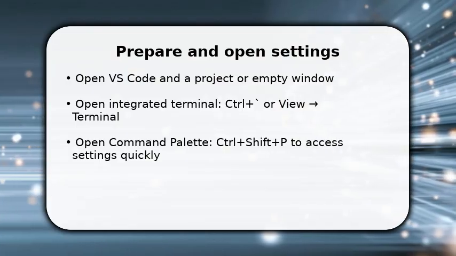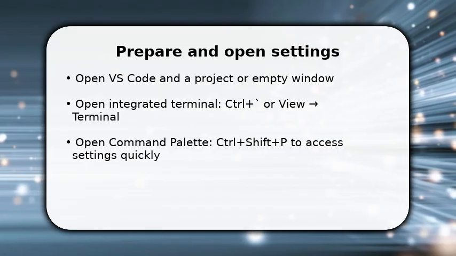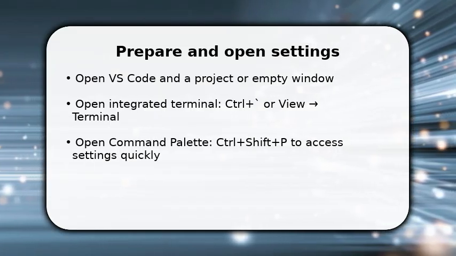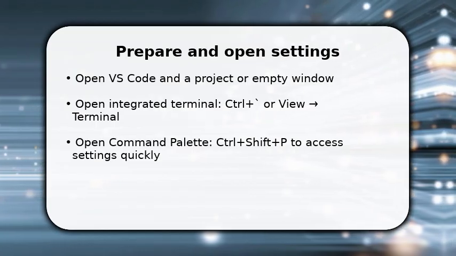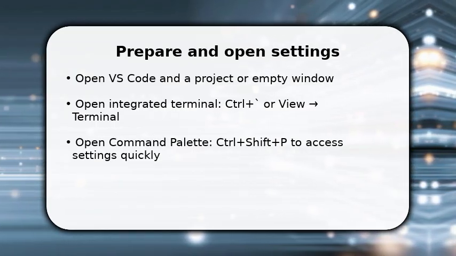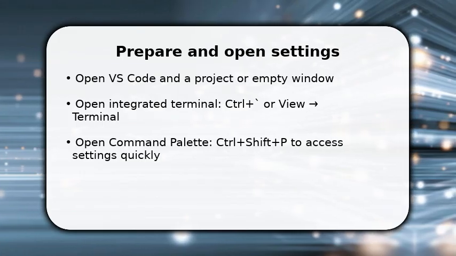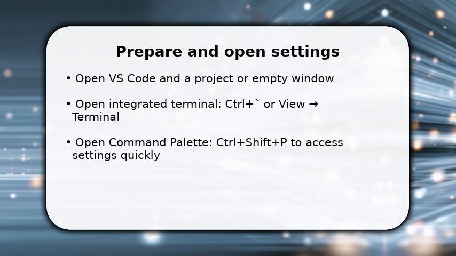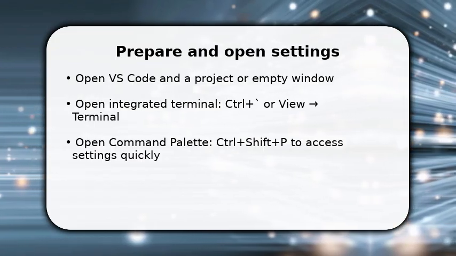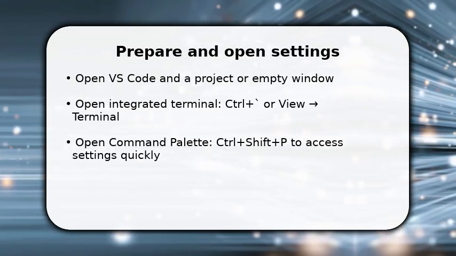You'll start by opening VS Code and the integrated terminal so changes apply immediately. Once the terminal is visible, open the command palette with Ctrl+Shift+P and type Preferences. Open Settings (JSON) to edit precise values. Make sure to keep the terminal open to preview changes as you save. This step puts you directly into the config file.